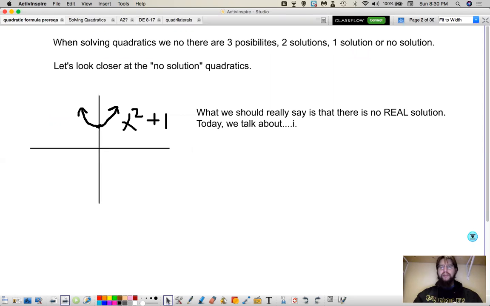So you remember at the beginning of the year we talked about the whole number system? Now is the later. If you think about it, when we're solving quadratics, there are three possibilities. Either we have two solutions, a regular old quadratic crossing the x-axis twice, or one solution, where the vertex is on the x-axis, or no solution, something like this. And we're actually going to look closer at these, because no solution isn't exactly right. It's no real solution. So let's talk about some non-real numbers.